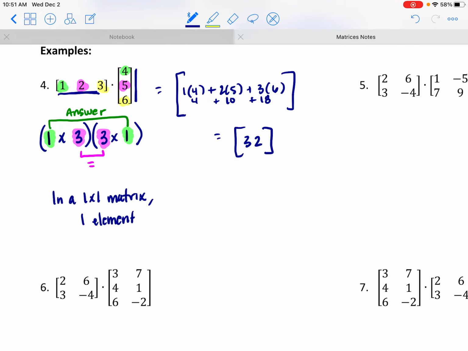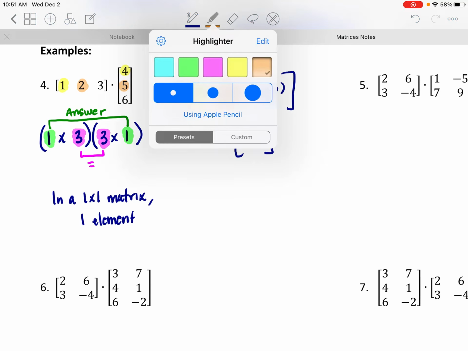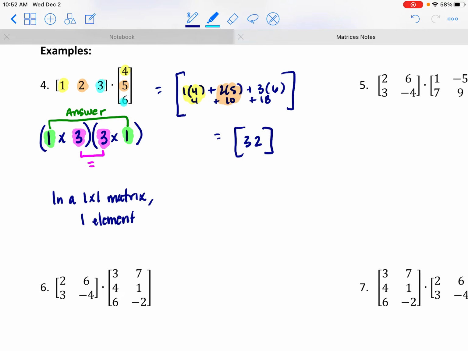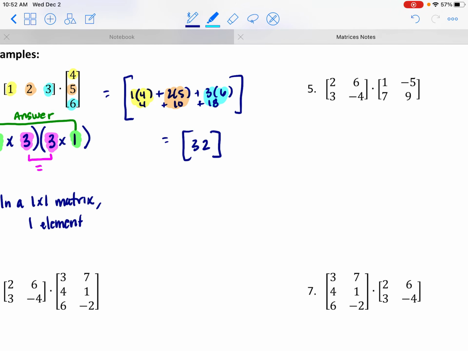Just crazy, I know. Let me just use some different colors here. This is all too much. So 1 got multiplied by 4. That's when I got this. And 2 we multiplied by 5. That's where we got this. And 3 got multiplied by 6, and that's where we got this. Okay, so we find the product of the row and the column, and then we add those products together to get our entry. Okay? Whew.